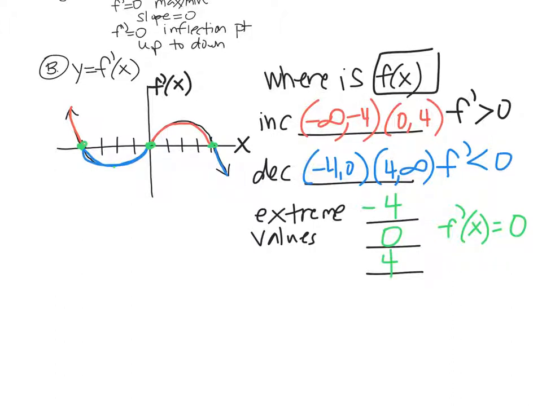Now we can also tell what kind of extreme values these are. Are they maximums or minimums? And you can tell that. So let me show you how to tell that. Increasing to decreasing. Yes. So this right here is a maximum. It's increasing on the left, and it's decreasing on the right. We just said it. So what kind of a point increases on the left and decreases on the right? A maximum. So -4 is a maximum.